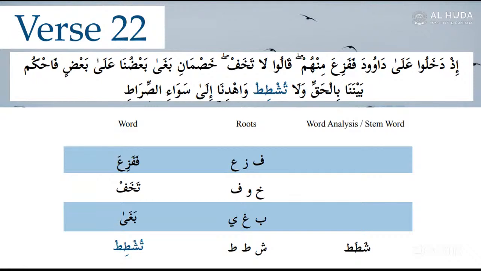And Dawood alayhi salam was a messenger of Allah who feared Allah greatly. And imagine the disputants are saying, judge with truth, don't be unjust. Don't cross limits. Don't go to extremes. So what they're implying through shatata is, don't lie, don't do ghulu, don't exaggerate in lying.